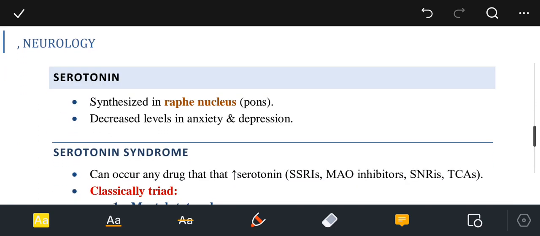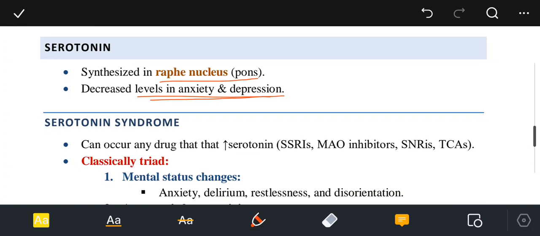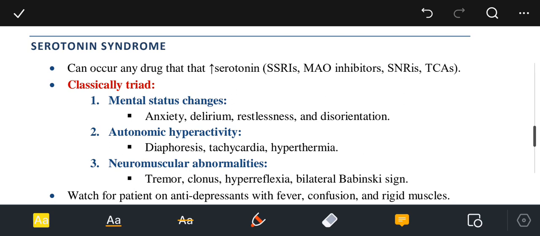Then we have serotonin. It is synthesized in the raphe nucleus and has a decreased level in anxiety and depression. Serotonin syndrome can occur with any drug that increases serotonin, for example, the selective serotonin reuptake inhibitors, monoamine oxidase inhibitors, SNRIs and TCAs. We'll talk about the individual mechanism of action when we go to these drugs particularly. But all of these drugs increase the level of serotonin, and that will result in serotonin syndrome.